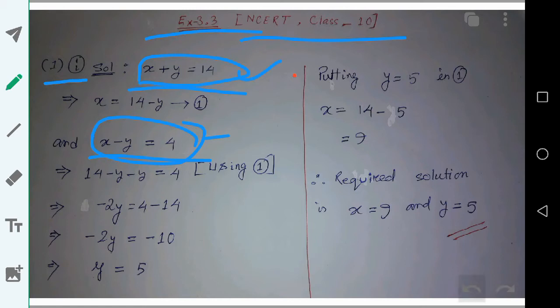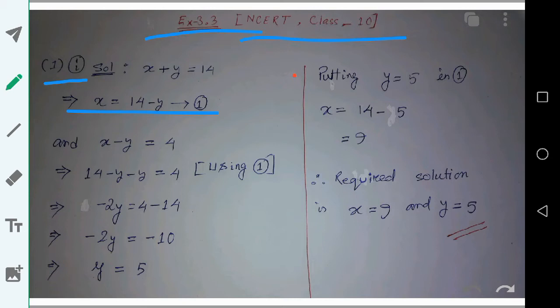So let me clean this first. Here you see, I have expressed this equation as a value of x. I have transferred this y to the other side, so x is equal to 14 minus y. Suppose this is equation number 1.